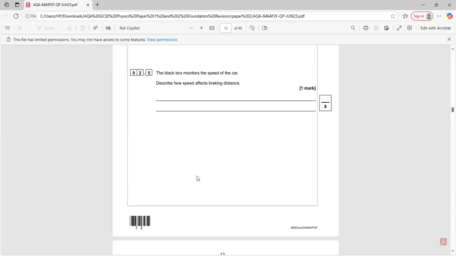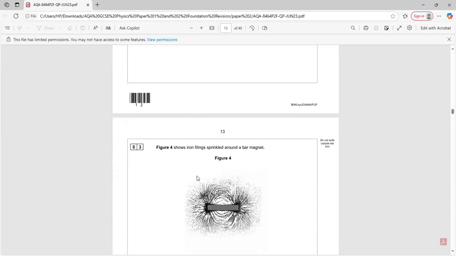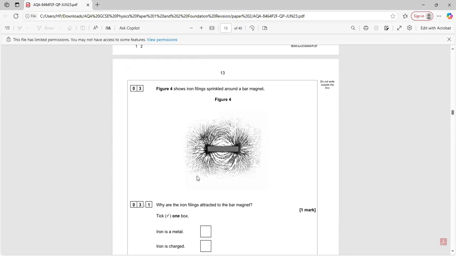Okay, so yeah, I think that's the explanation for that. If you see something more detailed in the mark scheme, you could also add that to your explanation. All right, we're now going to magnetism.